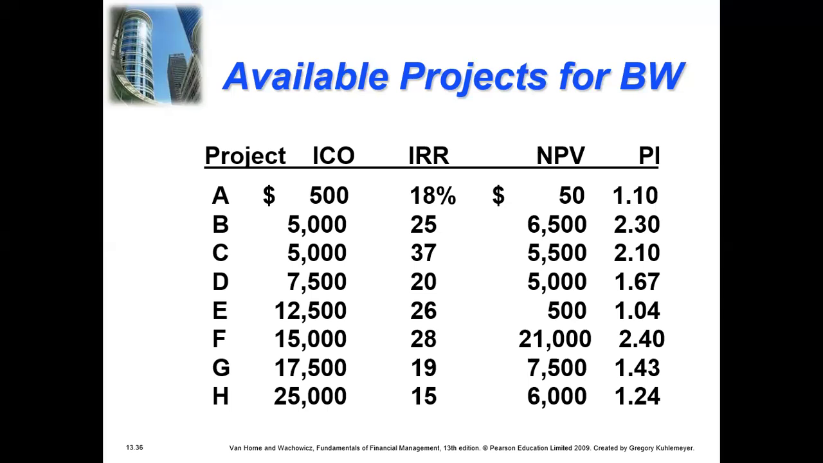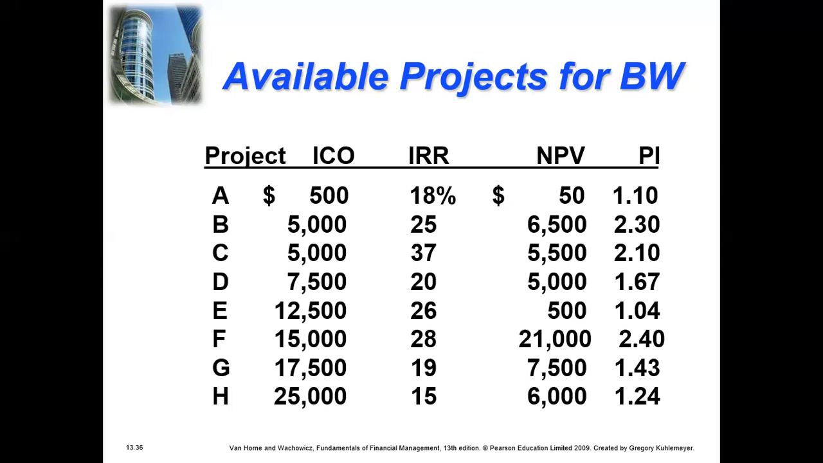And the net present value of project E is $500. And the profitability index of project E is 1.04. IRR, NPV, and profitability index are 3 different capital budgeting techniques that we have covered in the previous lecture. There are 4 main capital budgeting techniques: payback period, IRR, NPV, and PI, profitability index.